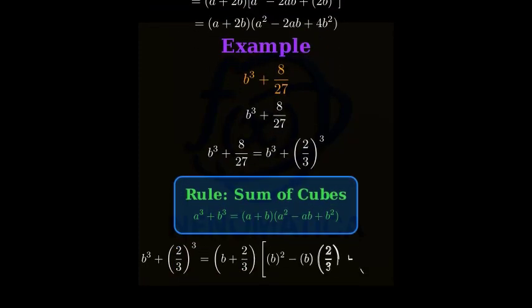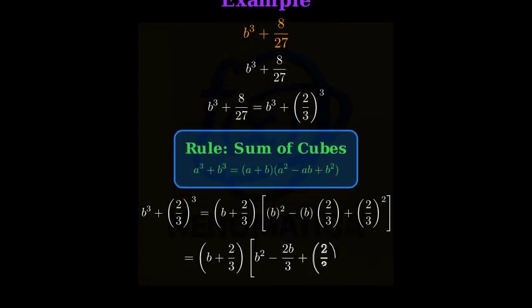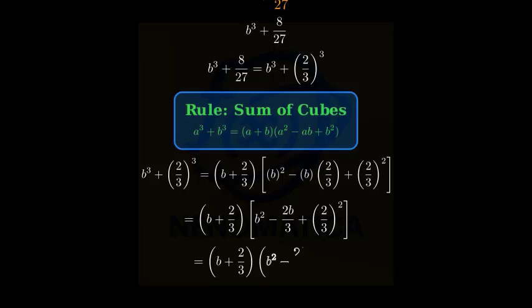Here, we substitute a equals b, and b equals 2 over 3. This gives us (b plus 2 over 3) times (b squared minus b times 2 over 3 plus (2 over 3) squared). Let's simplify: (b plus 2 over 3) times (b squared minus 2b over 3 plus 4 over 9).